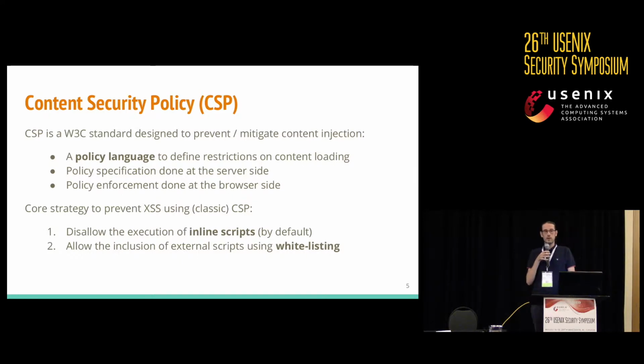And the core strategy to prevent XSS, like the one I discussed in the previous slide, using the standard approach of CSP, consists of two steps. The first step is that we disallow the execution of inline scripts, which is the default choice of CSP, so that if the attacker is able to provide the script, like in the previous example, this script is not actually going to be executed by the browser. And of course, since you really want to use scripts in your own pages, the way you can load scripts is by fetching them from the external environment. And to constrain the origins from where the script can be loaded, you can use a whitelisting mechanism.